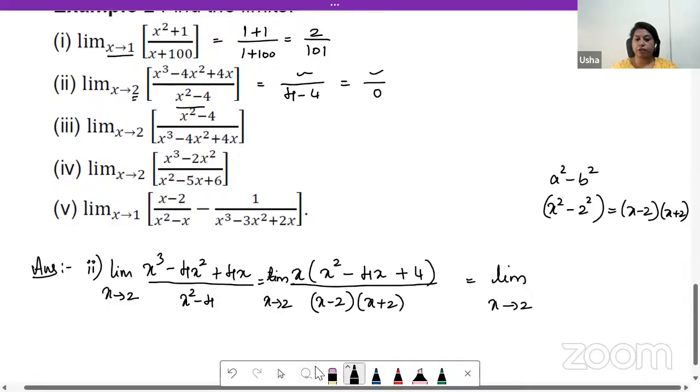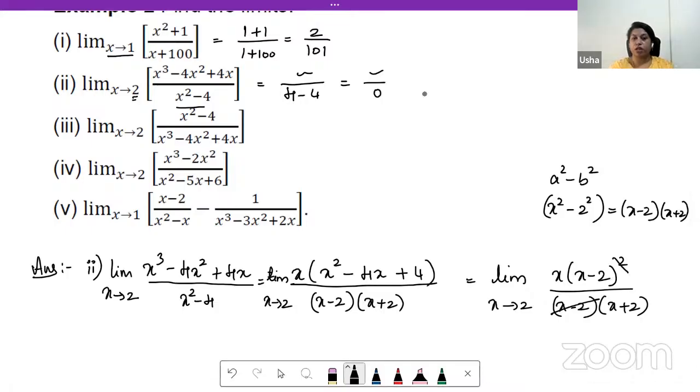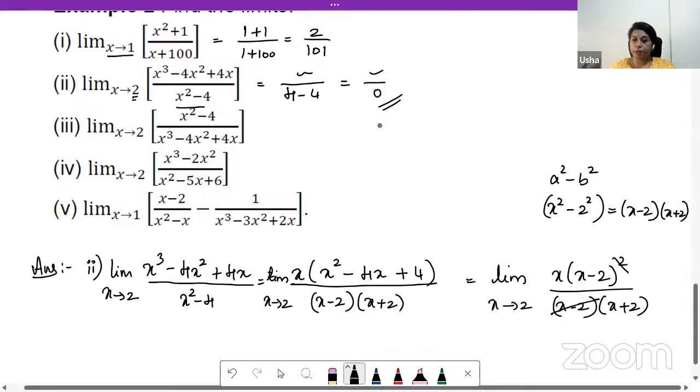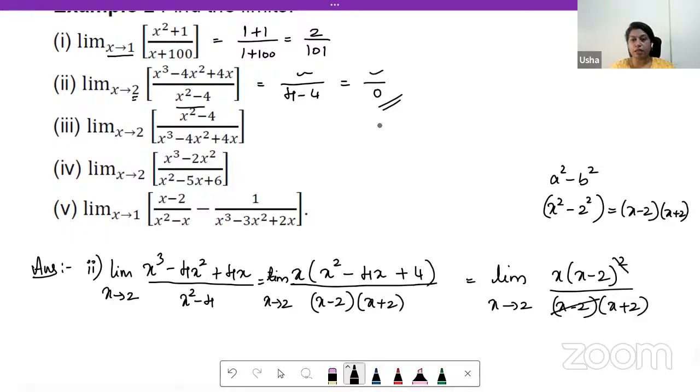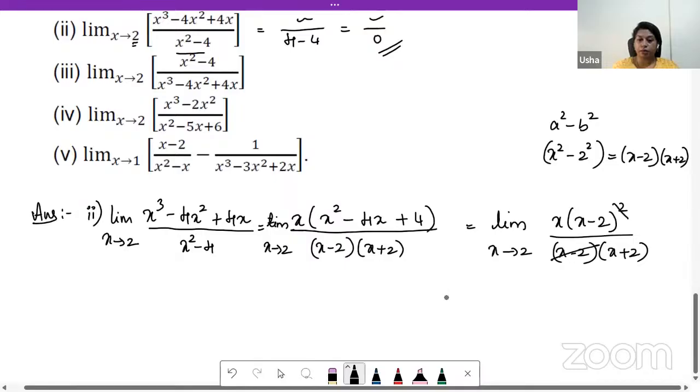This we have simplified. Now the numerator, we have seen, is x minus 2 whole square, and the denominator is x minus 2 into x plus 2. So one of these x minus 2 factors gets cancelled. Now what is the purpose of simplification? If you are getting division by 0, there is a factor in the denominator that is making it 0, so we are supposed to remove that factor. So we have removed this x minus 2 factor here. Now we can apply the limit.